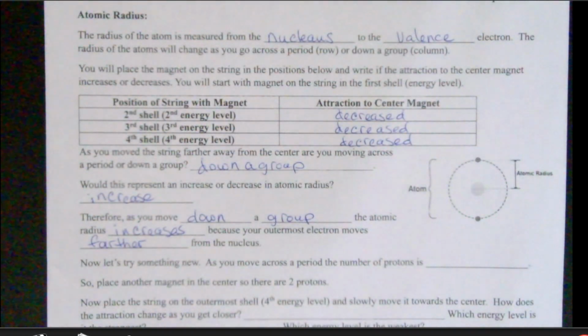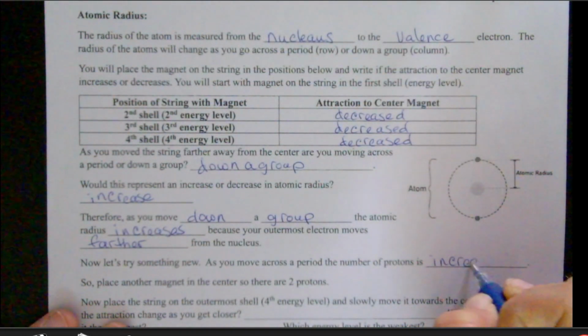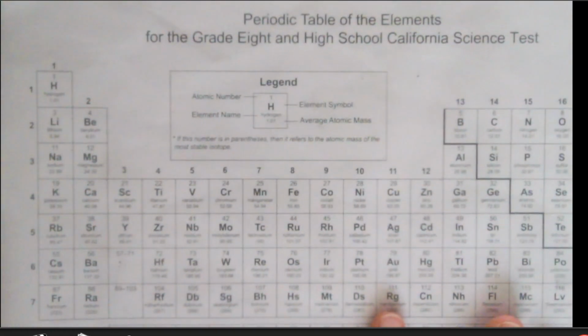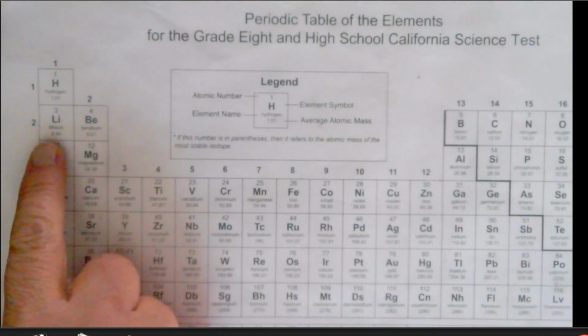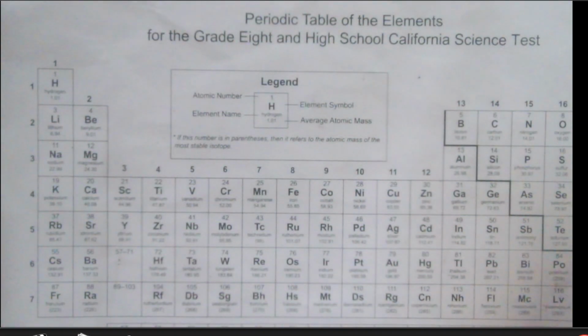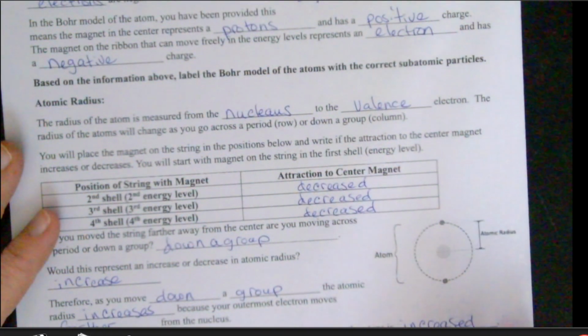All right, now let's try something new. As you move across a period, the number of protons is increased. How do we know that? Well, remember the number of protons is the atomic number. So as we go across a period, such as lithium to beryllium, notice it goes from 3 protons to 4. So we're increasing the atomic number, which means we're increasing the number of protons.